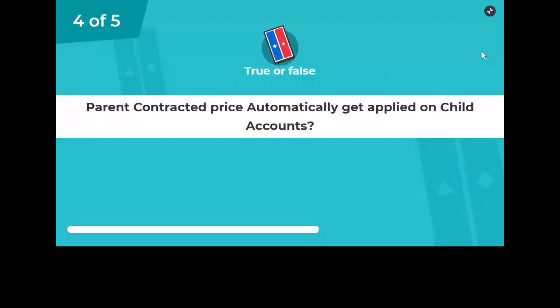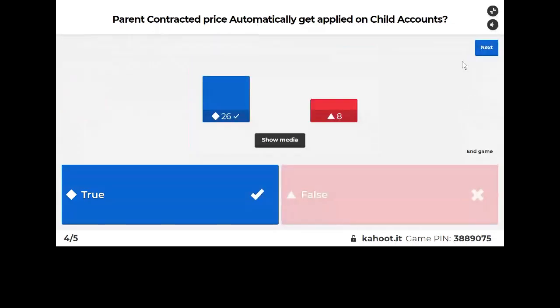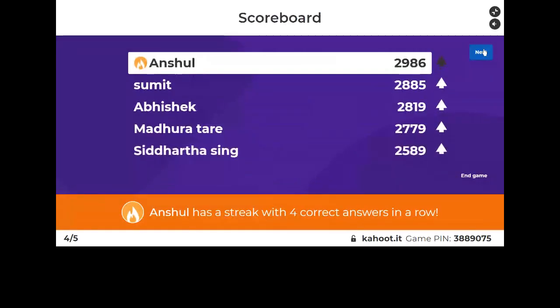Parent contact prices automatically get applied on the child account, true or false? So the correct answer is true. Let's see the podium. Anshul is on the top with 2986. Sumit is on the second, 2885. Abhishek is on the third, 2819. Let's go to the other one.